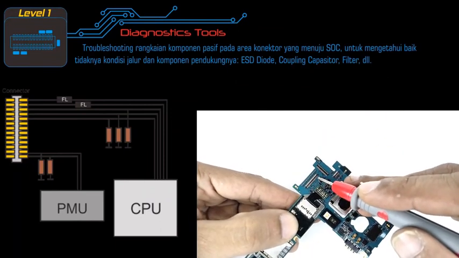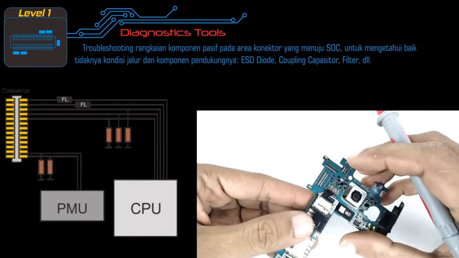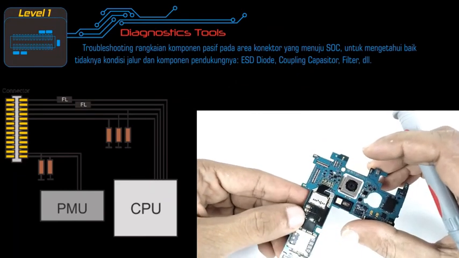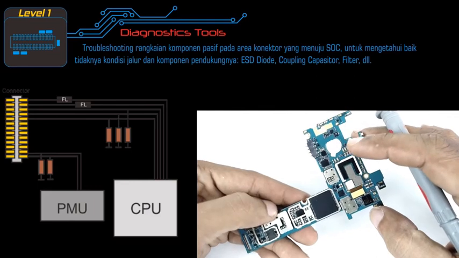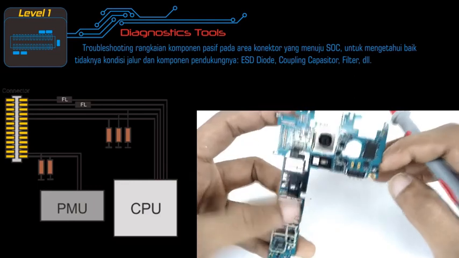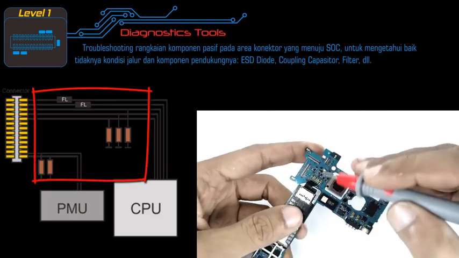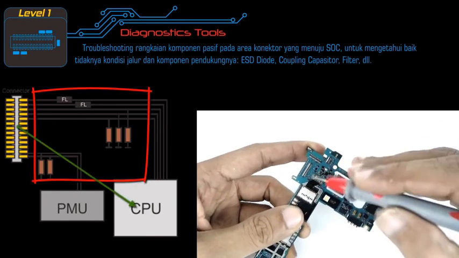At level 1, the area analyzed is generally for user interface problems. Troubleshooting this method is to ensure that the circuit components in the connector area leading to the CPU or SoC are properly connected or not.